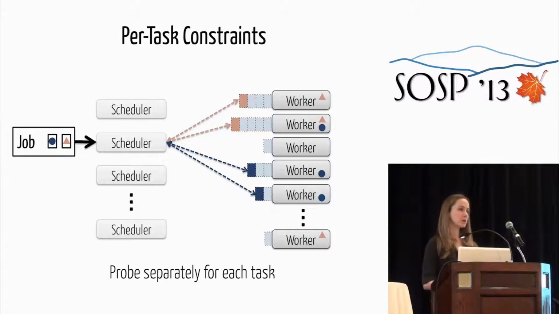Sparrow also handles per-task constraints. These kinds of constraints commonly arise in data analytics frameworks because the tasks in the first phase of a query should run on a machine where the input data resides. Sparrow handles this type of constraint by probing individually for each task. So in this job, for the first task that has some pink triangle constraint, Sparrow sends 2 probes to machines that satisfy that constraint, and the same thing with the blue circle constraint.